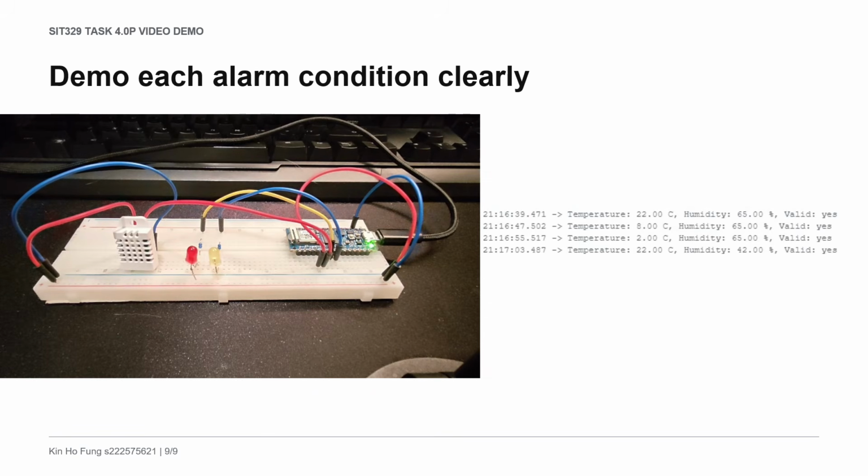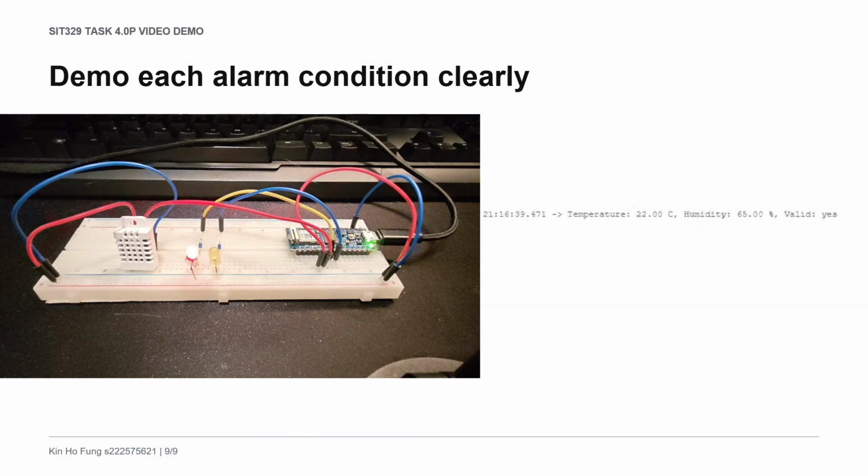When humidity is 42%, LED 2 blinks at 0.5 Hz. When humidity is 25%, LED 2 stays on continuously. This demonstration shows all required alarm states for the hydroponic monitoring prototype.